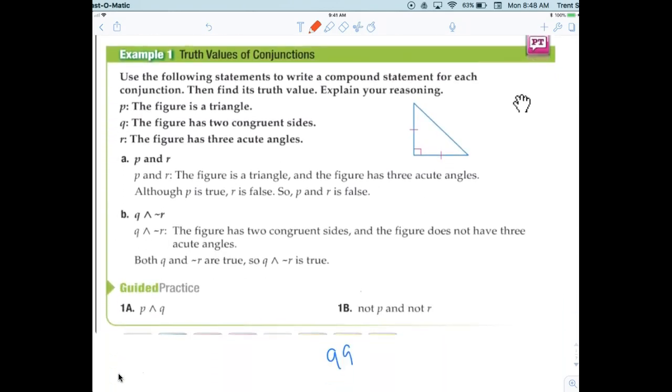All right, here we go. Example 1. Use the following statements to write a compound statement for each conjunction. Then find its truth value. Explain your reasoning.